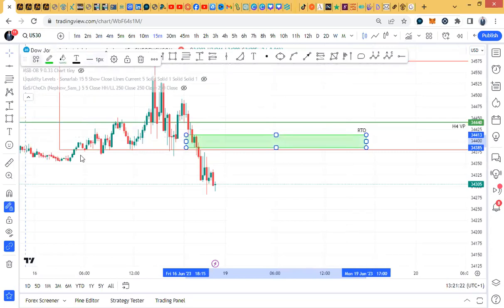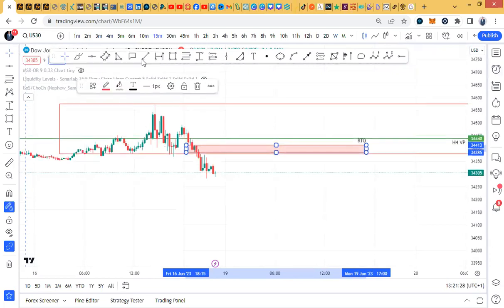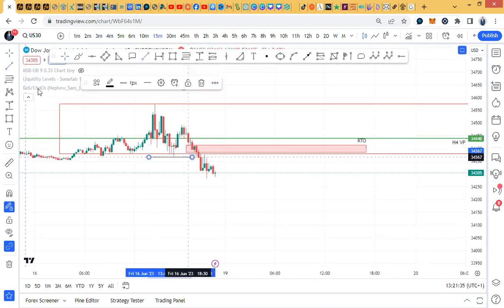This is not meant to be that color. It's meant to be red because red means sell and green means buy. So this is where the structure changed from buys to sells. You can see the break of structure.